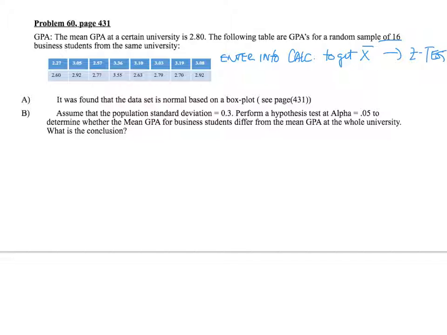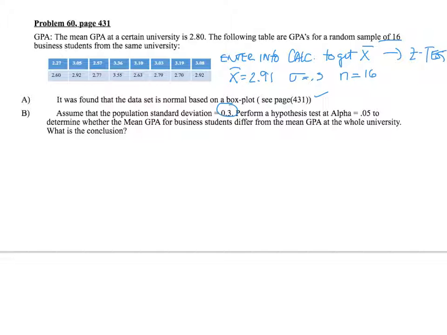But when we enter this information in, I get an X bar equal to 2.91, from calculating stats. Sigma in this case is right here. It's 0.3, and n is equal to 16. Now, if you go to page 431, you'll see a box plot. It's there. It's normal, so we'll move on.